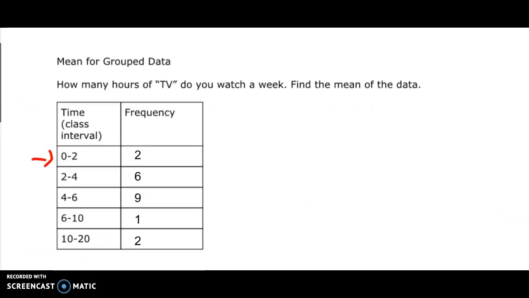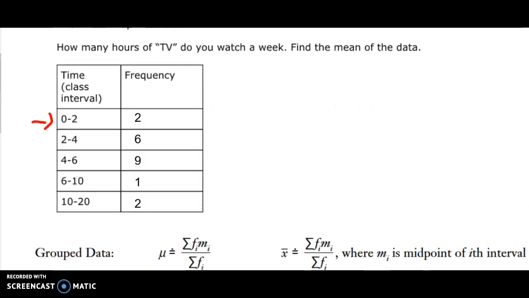So when you have group data, meaning not individual marks or individual answers, where I didn't ask you to tell me the exact amount, instead I allowed you to give me answers in different intervals, it's going to be a little different than usual. What you're going to do is find the middle of each interval. So 0 to 2 has a midpoint of 1, and the other midpoints are 3, 5, 8, and 15.